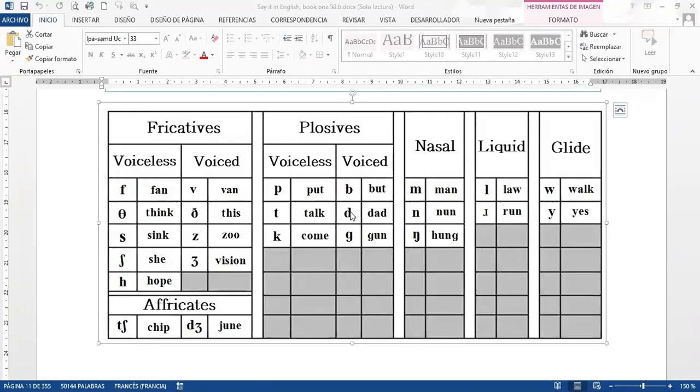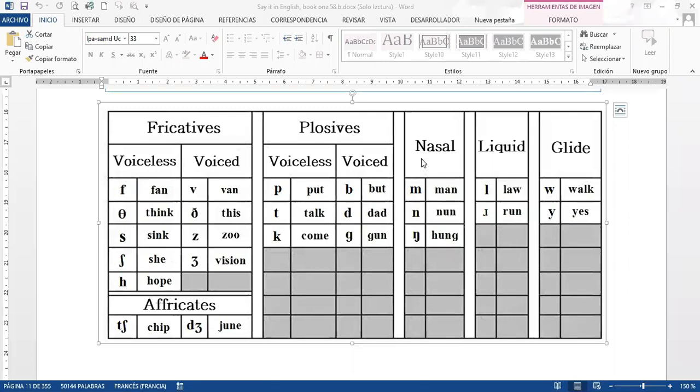Talk, dad. K, g. So come is pronounced with k, k, come. G, gang, g, g, gang. Okay. Next, we have the nasal, the liquid, and the glide.